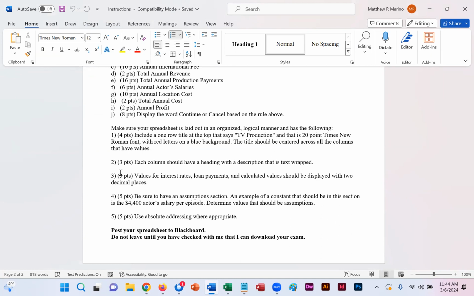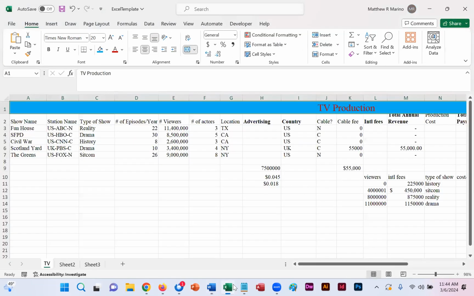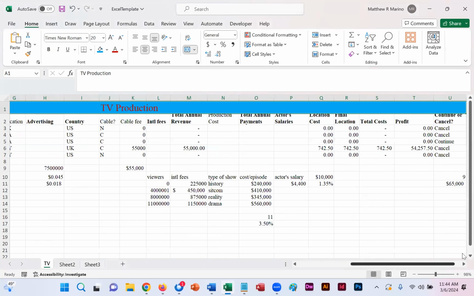Professor, yes. For the continue question mark, I have the first three as continue, the second to last one cancel, and the last one continue. So this one should be continue. This one should be continue. The other three should be cancel.